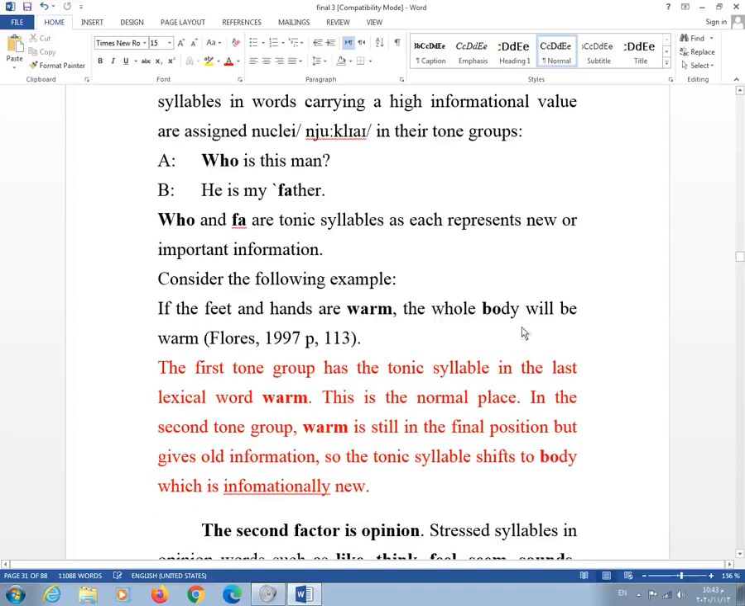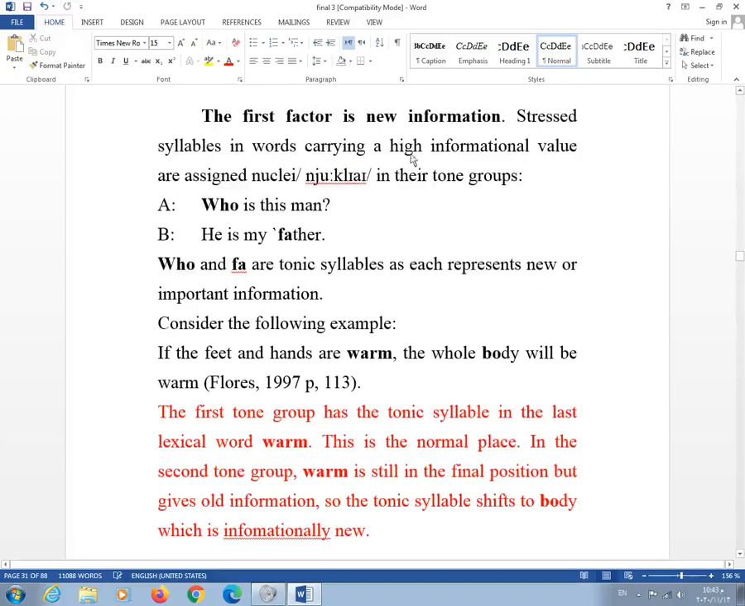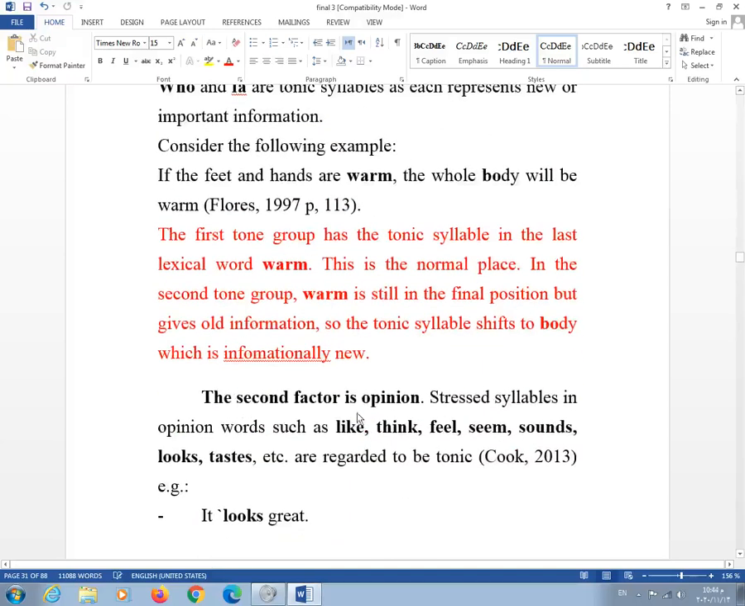طب ليه بقى؟ علشان we finally look at the informational value of the word. If it has high informational value, it is given this status as a focus word and tonic syllable. Okay? وقلنا علاقة الـ focus word بالـ tonic syllable يا جماعة. Tonic syllable is the stressed syllable in a focus word. The focus word is the most important word that gives most of the meaning, as we said before. Okay? Second factor, يبقى أول factor خلينا نحط to assign or to identify tonic syllables and focus words is new information. The second is opinion.